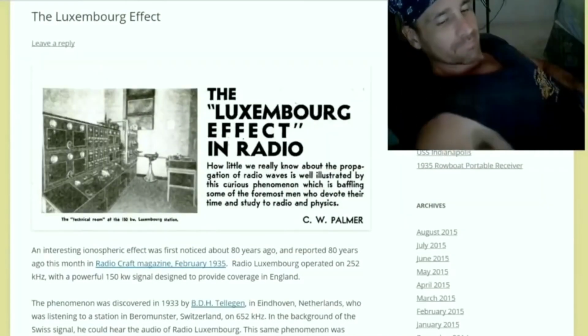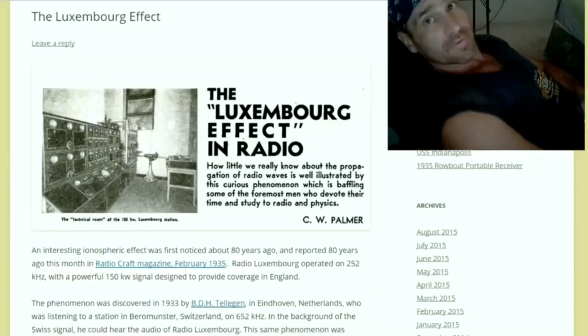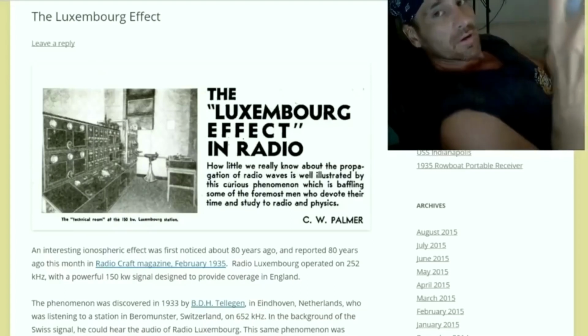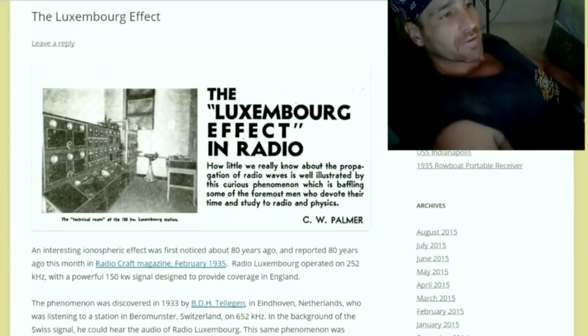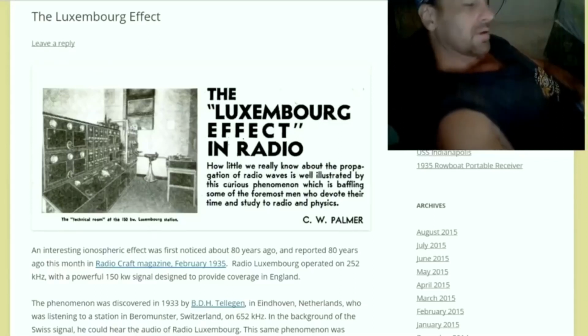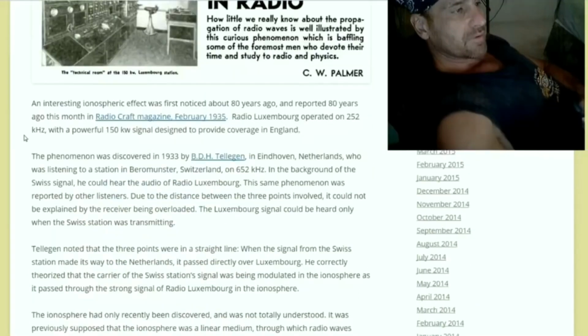Okay, guys, I think I pretty much figured out why they use HAARP as an atmospheric heater in other places like IceCat in Europe. There's an effect that they discovered about 80 years ago in radio. They called it the Luxembourg effect. And I'll just describe it briefly for you.